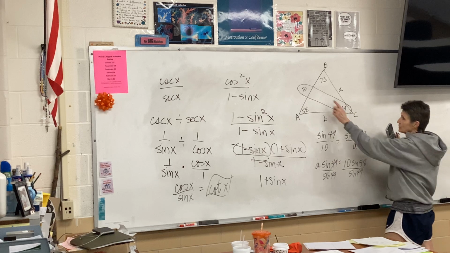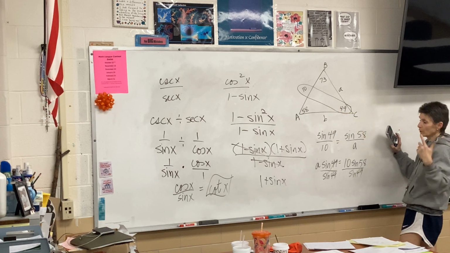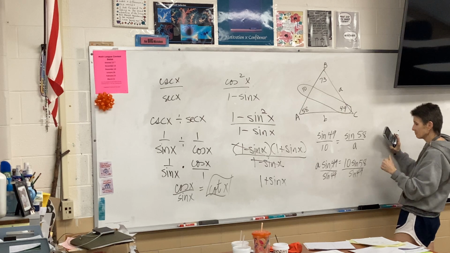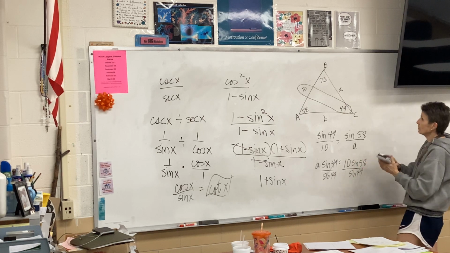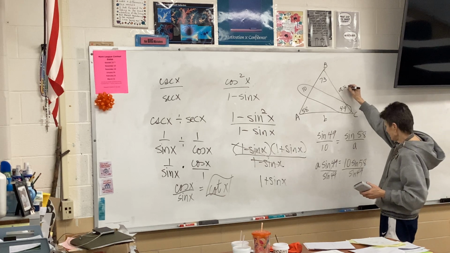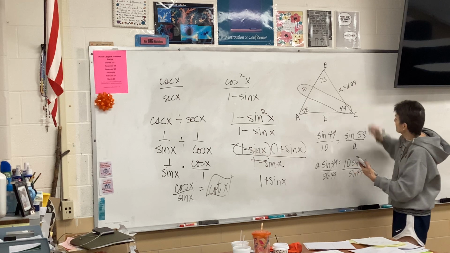Sine 49 over 10 equals sine 58 over a. If you'd have been here, you'd have caught that for me. Sorry about that. So a sine 49 is 10 sine 58. Yeah, there we go. So side a is, oh shoot, what did I say? 11.24.